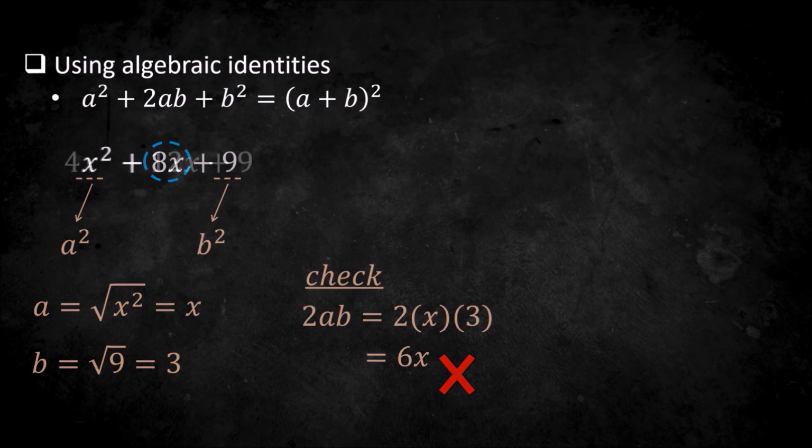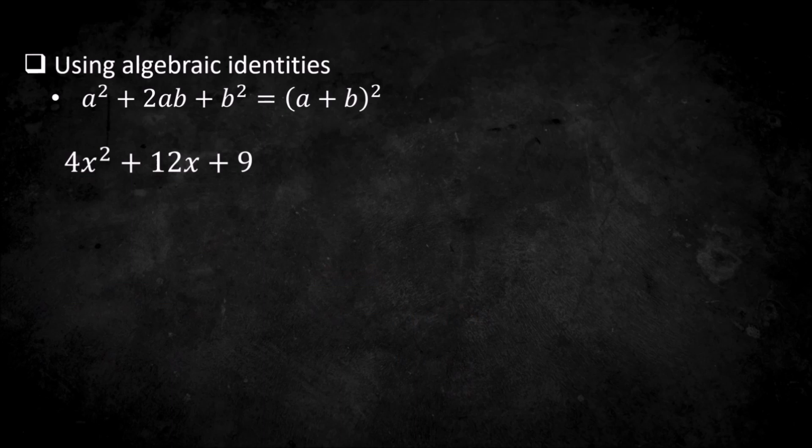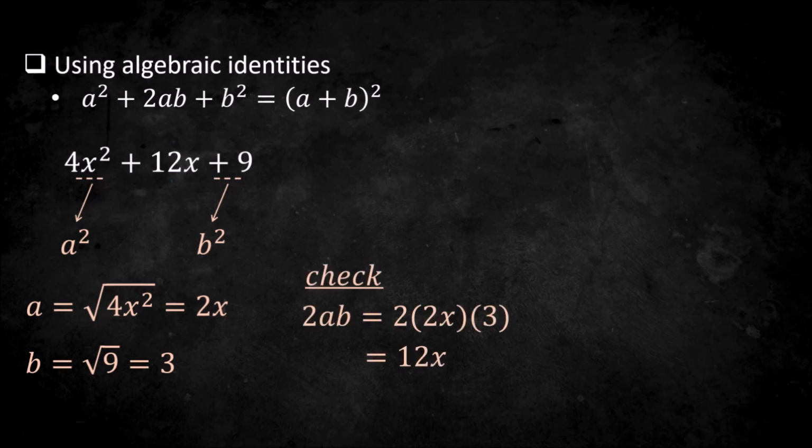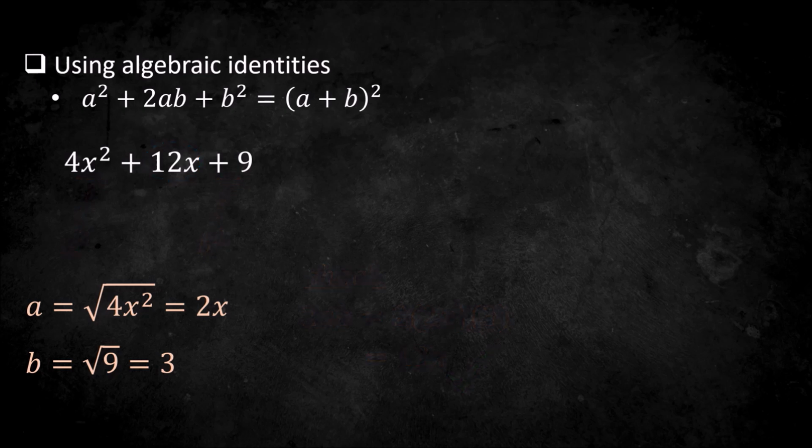Looking at the next quadratic expression, 4x squared plus 12x plus 9. The term a is 2x and the term b is 3. The result of 2 multiplied by a and by b is 12x, which is the correct term. We can use the identity to factorize this quadratic expression. The factorized form is the square of 2x plus 3.